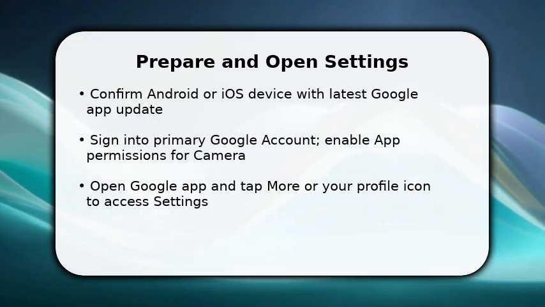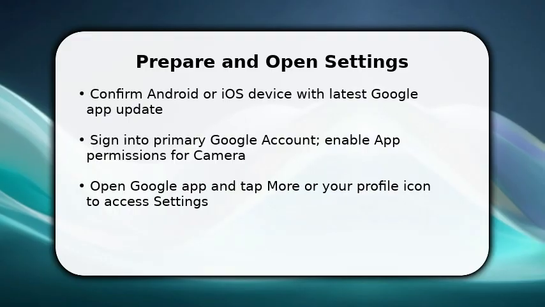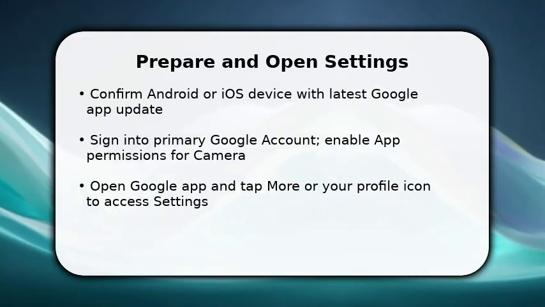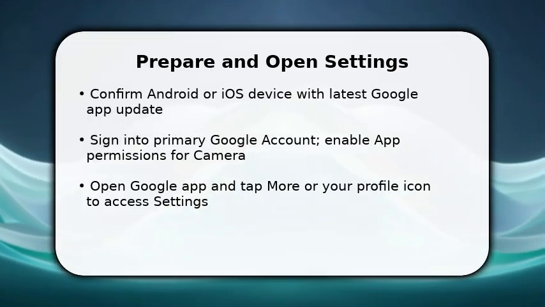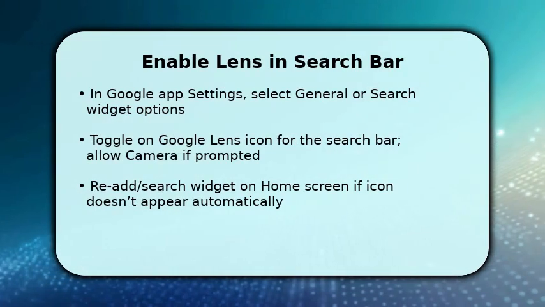Don't skip permissions because Lens needs camera access to work. This gets you to the place where you can add Lens to the search bar and ensures the feature appears when available. Now you enable Lens for the search bar.